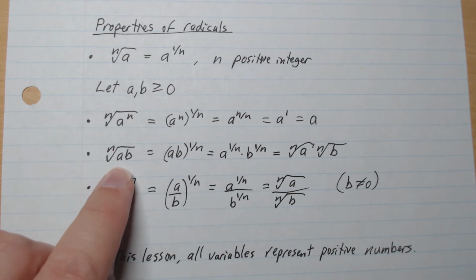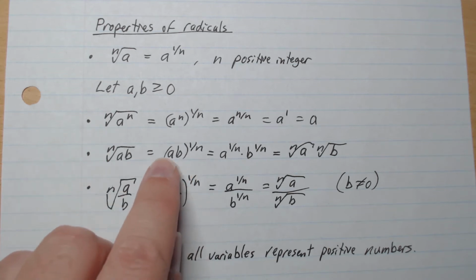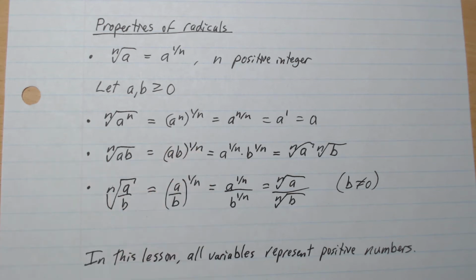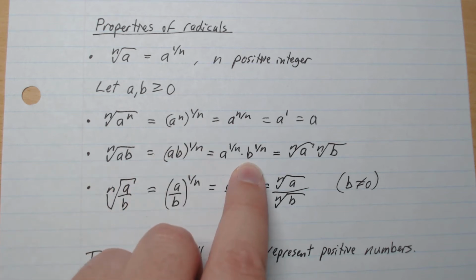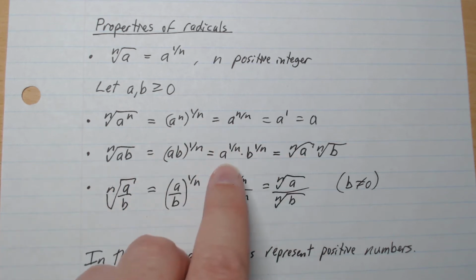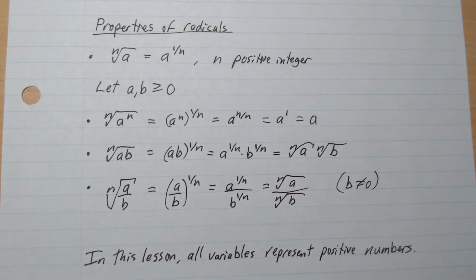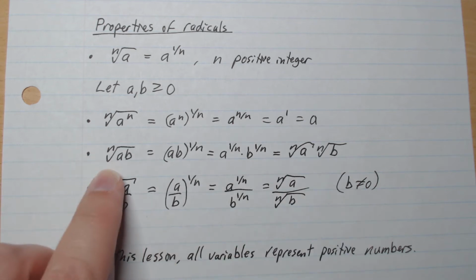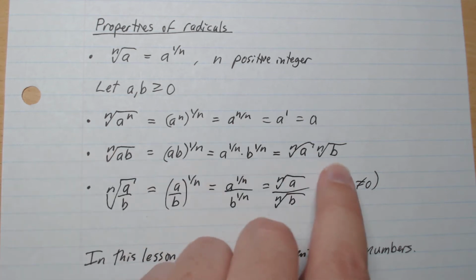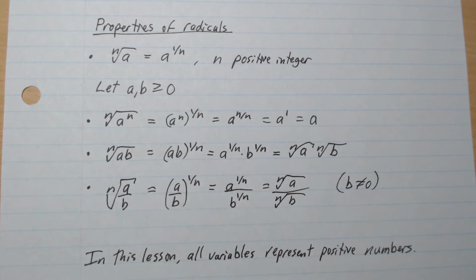Next, the nth root of a times b, we can rewrite that as a times b to the 1 over n. We distribute, and then we can rewrite it as the nth root of a times the nth root of b. So in other words, the nth root of ab is the nth root of a times the nth root of b.